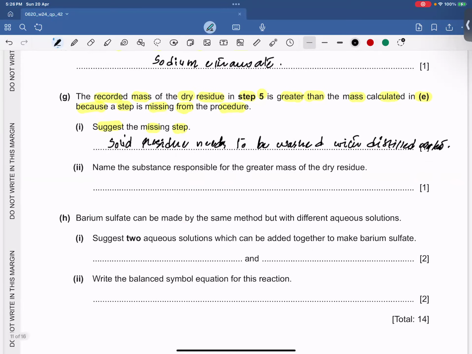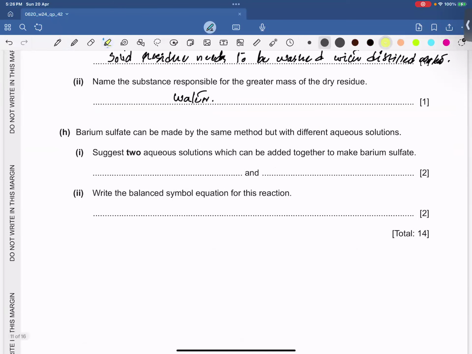Name the substance responsible for the greater mass. Water. Water is still there. Moisture has been there. Barium sulfate can be made by the same method but with different aqueous solutions. Suggest 2 aqueous solutions which can be added together to make barium sulfate.